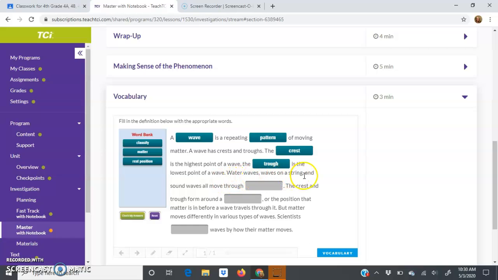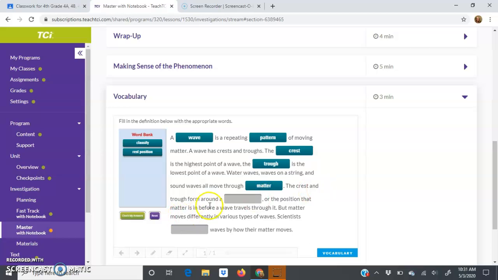Water waves, waves on a string, and sound waves all move through blank. Well, if you're not totally sure what the answer to this one is, I can go back all the way to this first sentence. It says a wave is a repeating pattern of moving matter. So I know that sound waves, water waves, and waves on a string all move through matter.